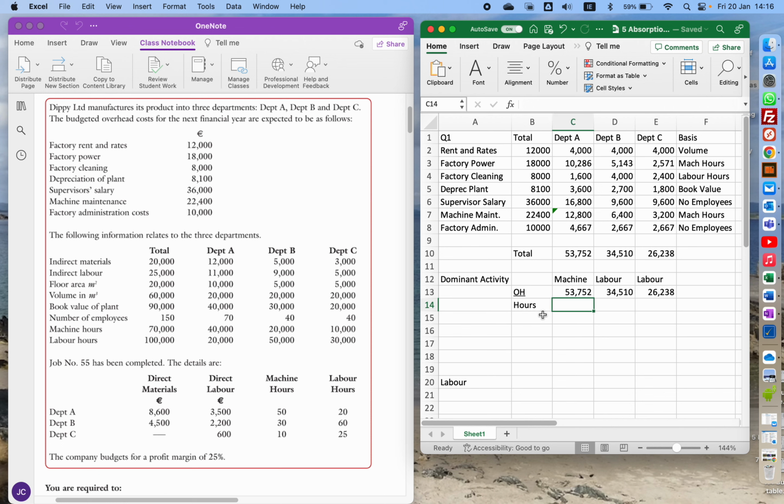Okay, so the hours. So we decided that the dominant activity in department A was machine-based, so the total number of machine hours is 40,000 hours. Okay, so that means that if I divide those two, so actually now I'm going to round that to the nearest 2 decimal points.